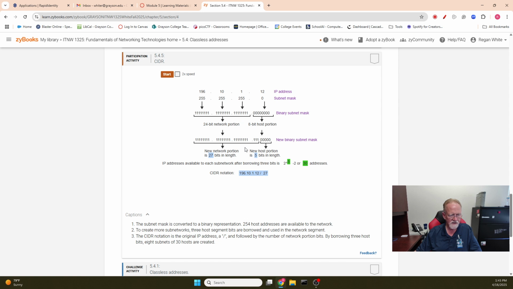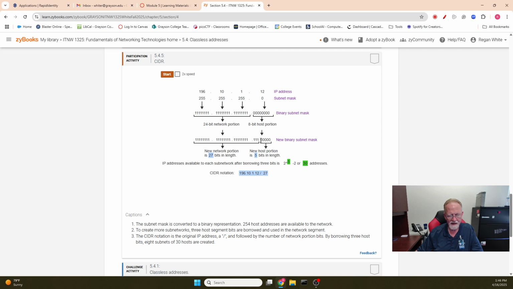So now if we change that and we want to borrow some bits to go into the network, then we're going to have the first 24 just like we expected, but we're going to change these 3 into network bits. Now what that does is leave us fewer host bits to work with. So we're actually making the network smaller, so we're dividing it up into subnets.